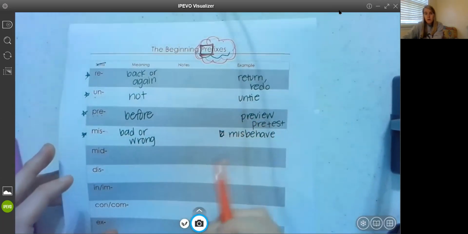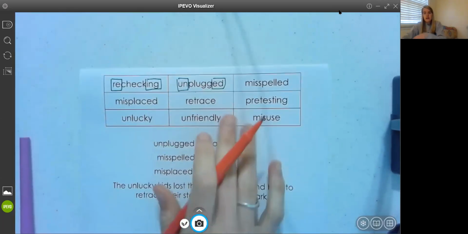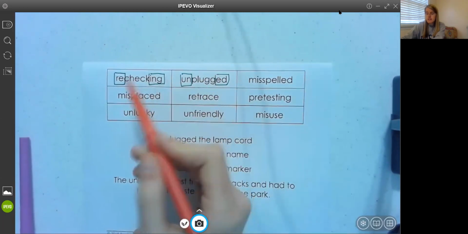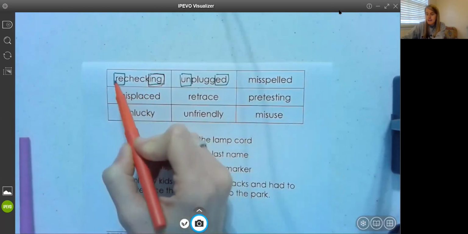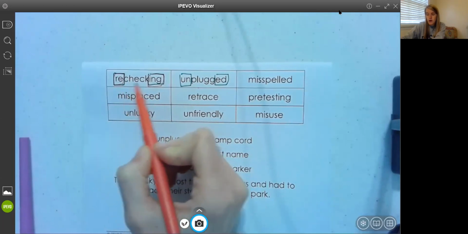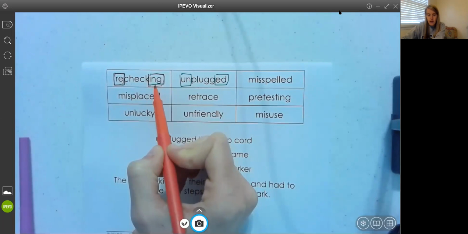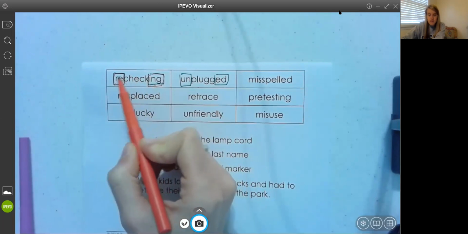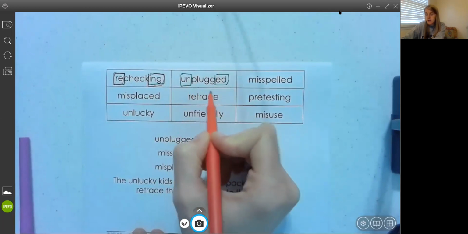So if I'm reading words that have prefixes or suffixes, we want to identify those first. So I've already done the first 2 for us. I identified that there was an ing, and then I identified that there's a re. Well, I know my base word is check, checking, happening right now. And if I'm rechecking, I'm doing it over again. I'm checking again.